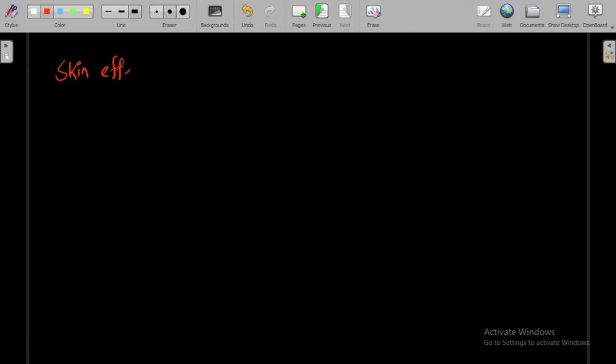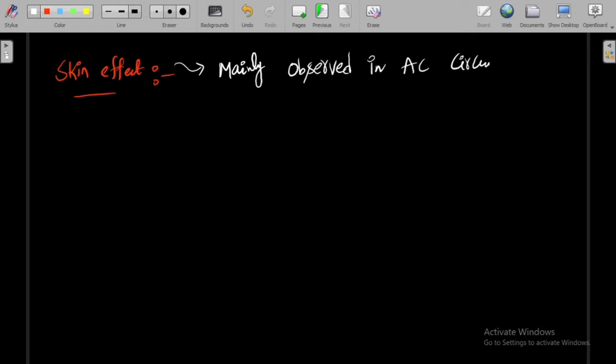Skin effect is mainly observed in AC circuits. In case of DC circuits, you don't have skin effect. Now I want to take an example, one conductor with DC and another conductor with AC, in order to understand the skin effect.